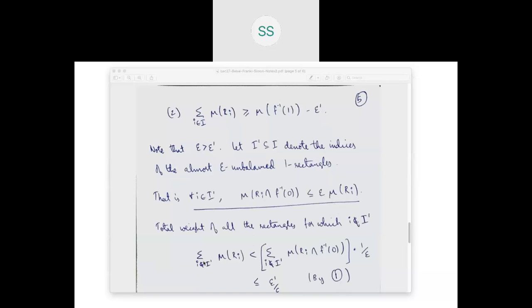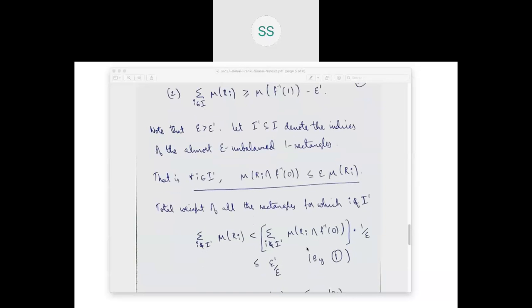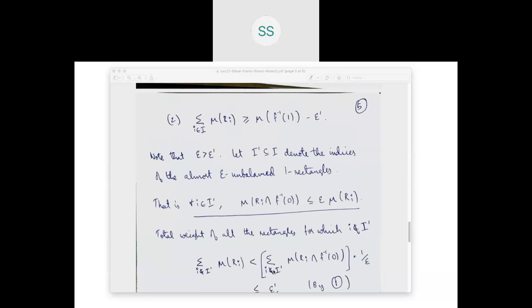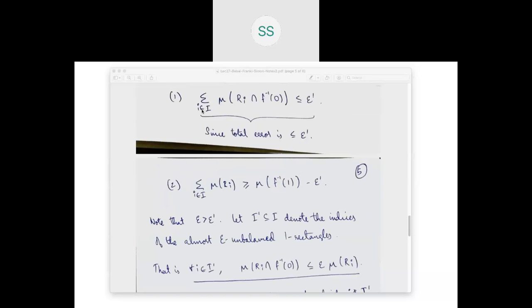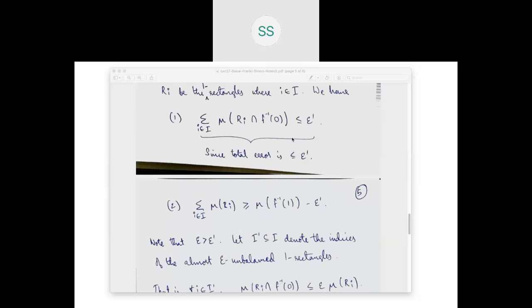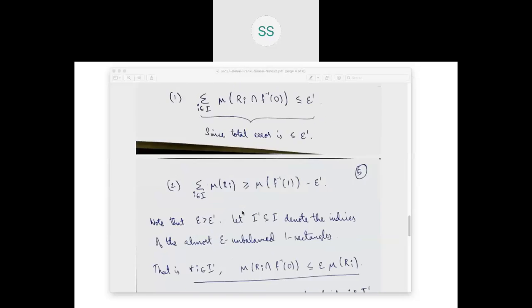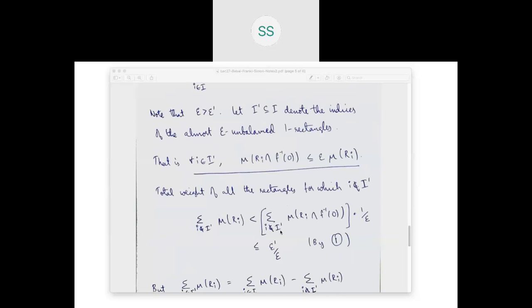And now we take the summation over i not in I prime, and that summation remains and it's multiplied by 1 by epsilon. So what is summation i not in I prime mu of Ri intersection F inverse 0? We don't know this, but we know that if we take the summation over all the i in capital I, the summation is at most epsilon prime because of 1. And I prime is a subset of I, so this is also upper bounded by epsilon prime. So this entire summation is epsilon prime, divided by epsilon. Thus we get this.